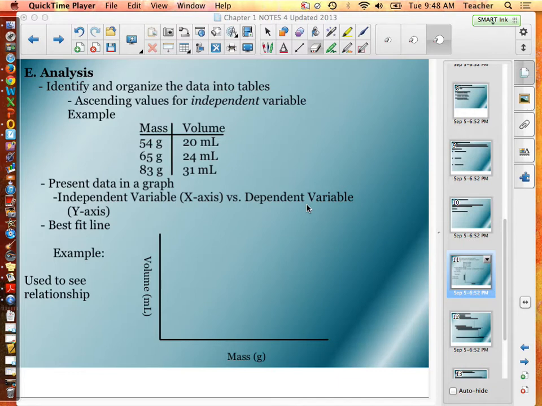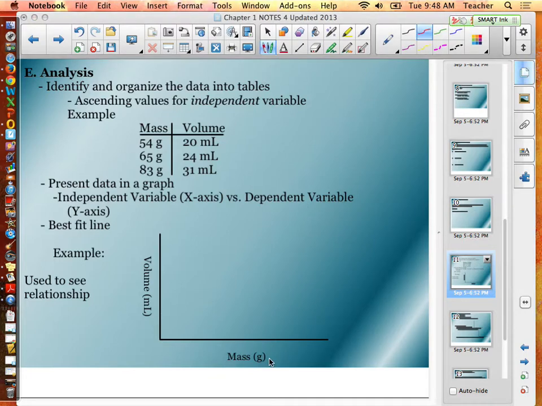A lot of times it's going to be useful to present data in a graph. For example, the lab we're going to be doing with soda, we're going to present our data in a graph. And again, your independent variable always goes on your x, your dependent variable always goes on your y, and you can see here that we have our mass down at the bottom. Mass is down at the bottom. That's our x-axis, which is our independent variable. And our y-axis is our volume over here.